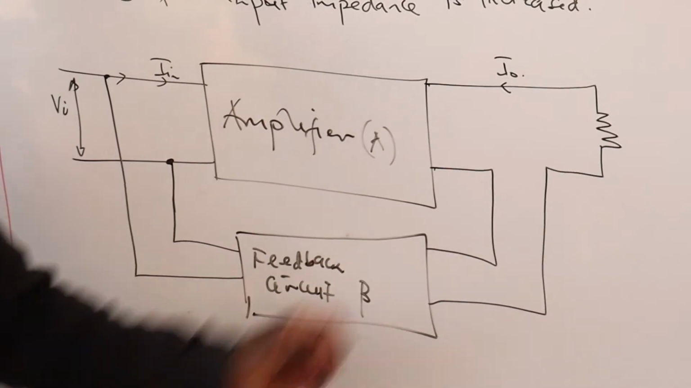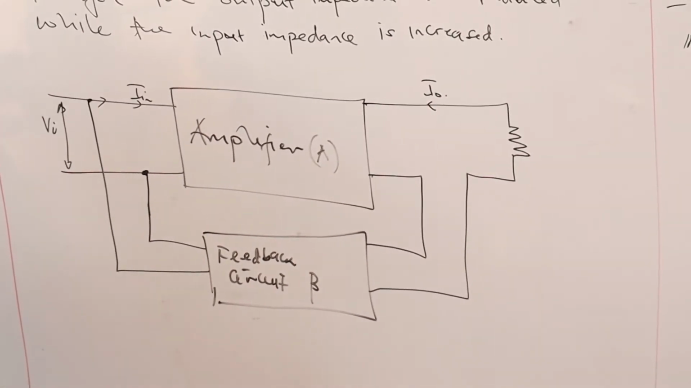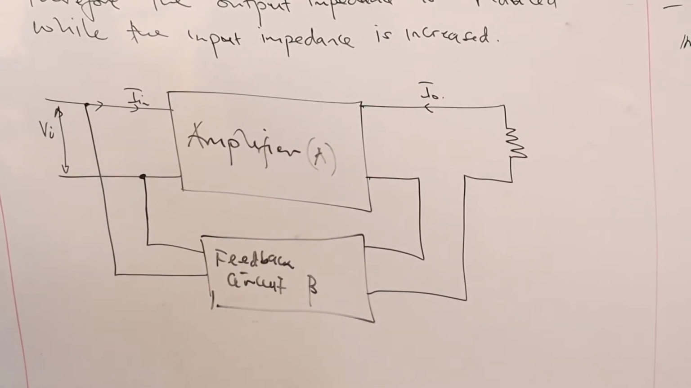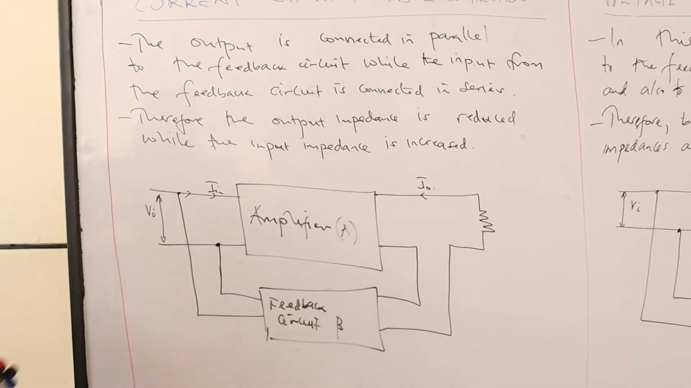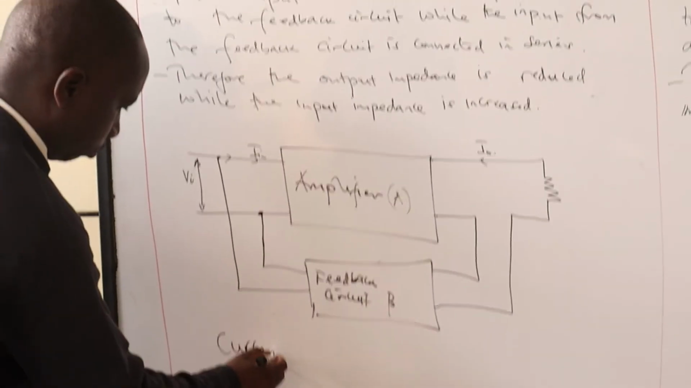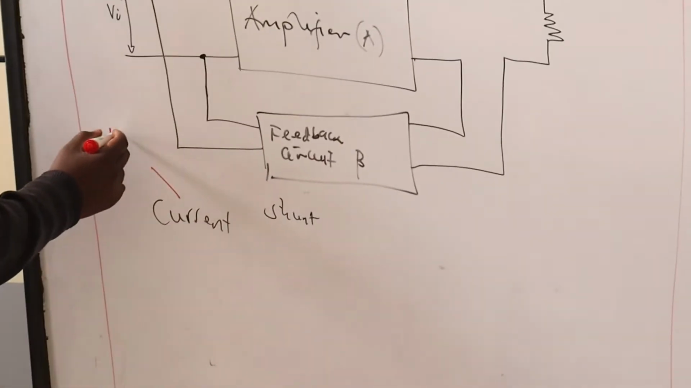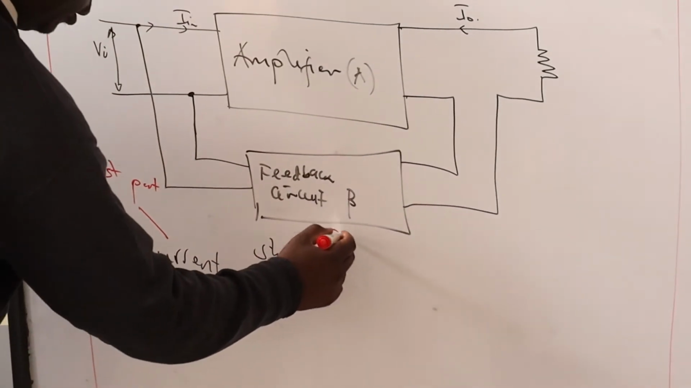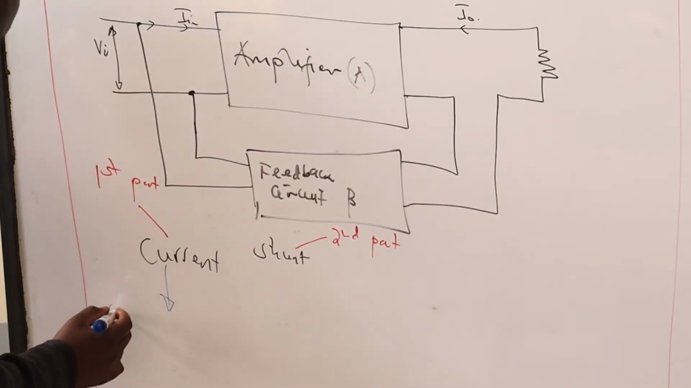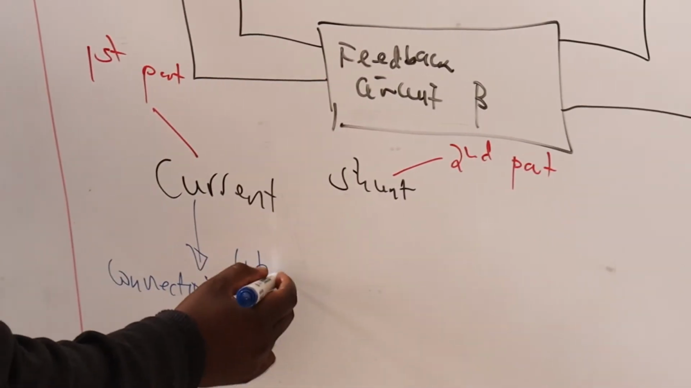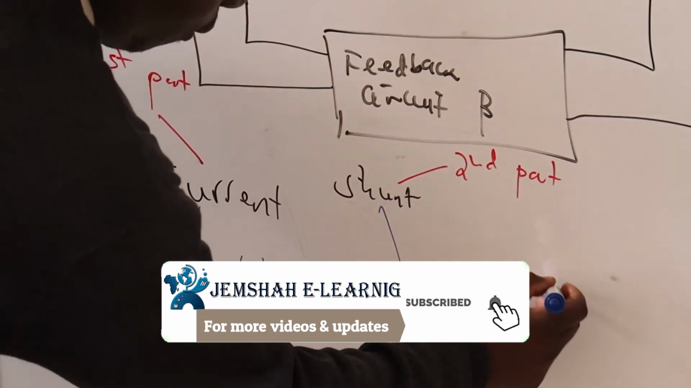So when you look at this, the output here is connected in series, but the input here is connected in shunt. So generally, when you are interpreting the diagram, the first part of the expression is normally the output end, and the second part of the expression is the input end. So if you take an example of current shunt, then if this is the first part, and this is the second part, it means that this one is the connection to the output, while this one is the connection to the input.